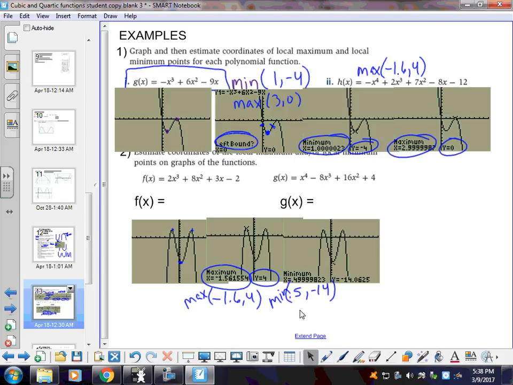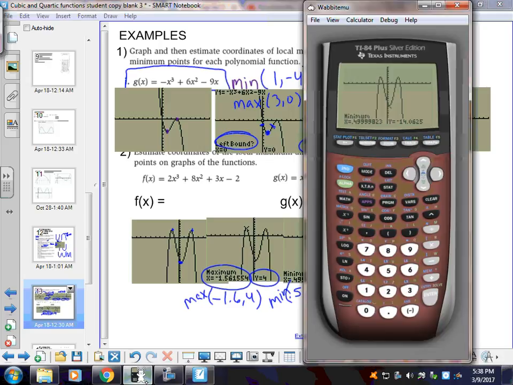All right, now we still got one more max to go. So hit the calculator button, hit second trace, hit max. Got to be left of it, enter, go right of it, enter, and then go back and guess, enter. And there is my answer.